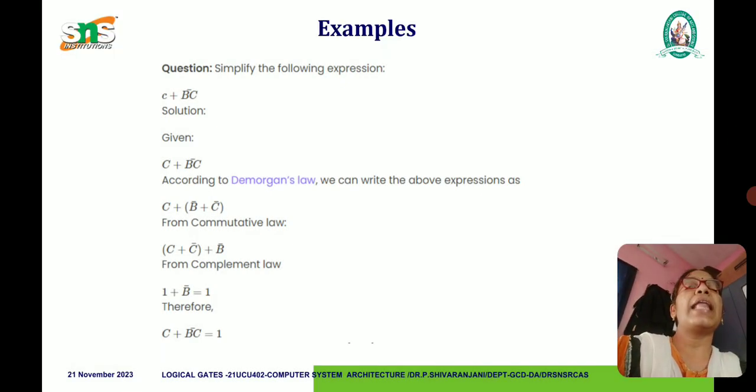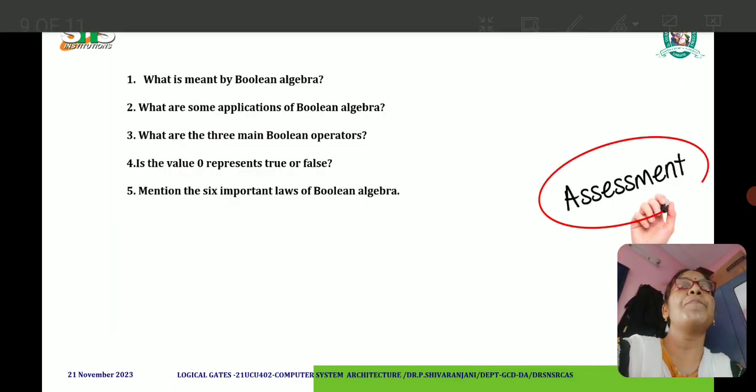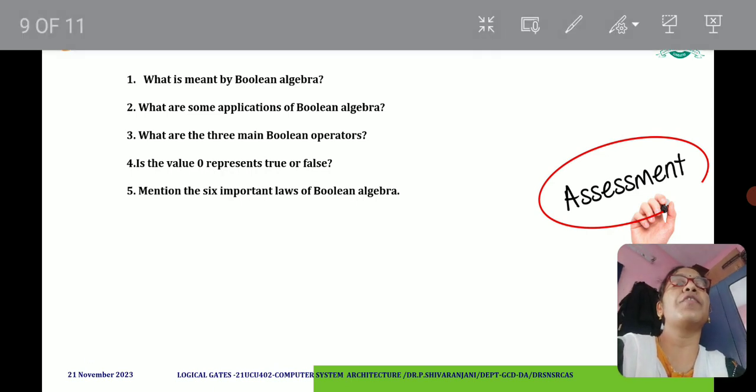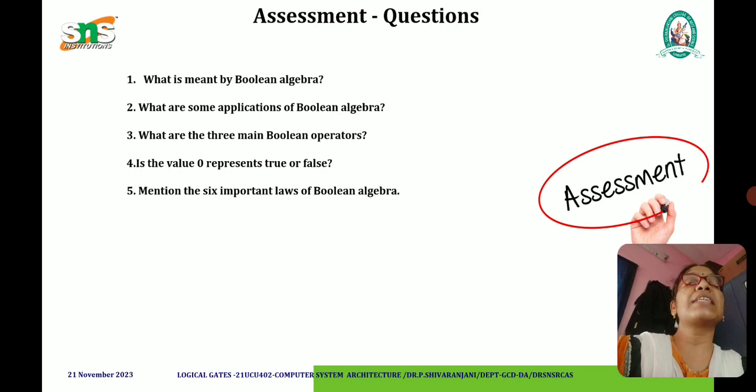So we'll take another example, where we have been given a Boolean expression a into b plus d. For that we have drawn a truth table, and after that we have the corresponding derivations for the Boolean expression. So here are some of the assessment questions.